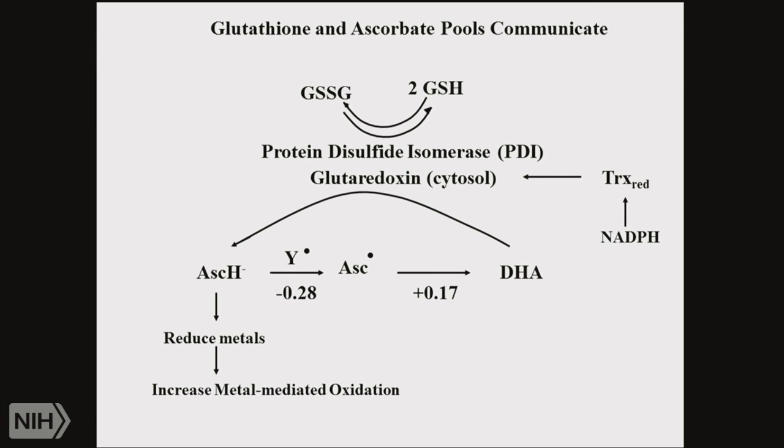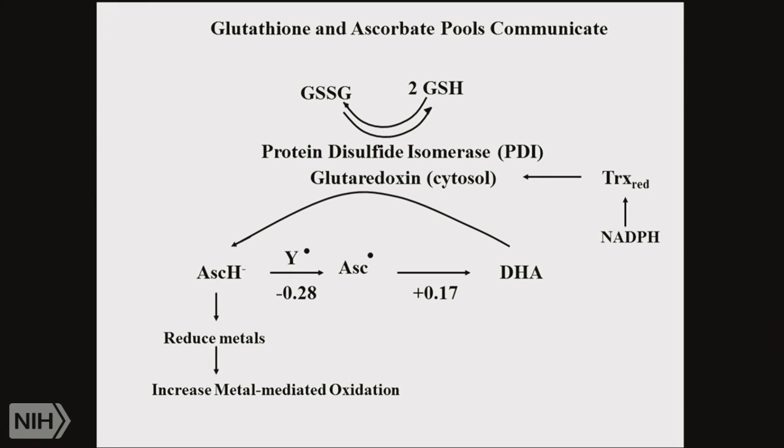GSSG and glutathione ascorbate pools can actually communicate. PDIs, so the protein disulfide isomerase, can actually convert GSSG back into GSH and consume one ascorbic acid, or the ascorbic radical here can actually reduce metals, or it can be an antioxidant, or it can be oxidized further back to DHAD, which is the two electron oxidation species of ascorbic acid here.